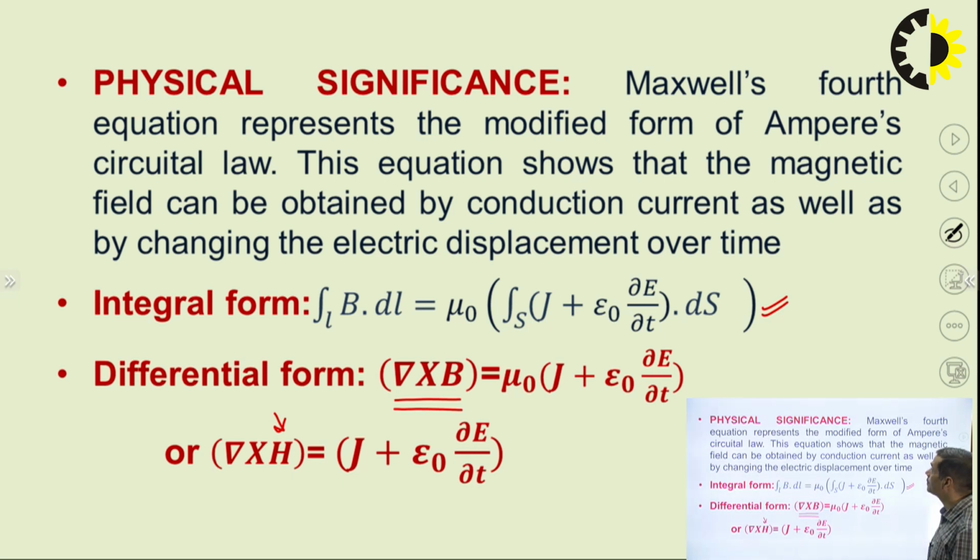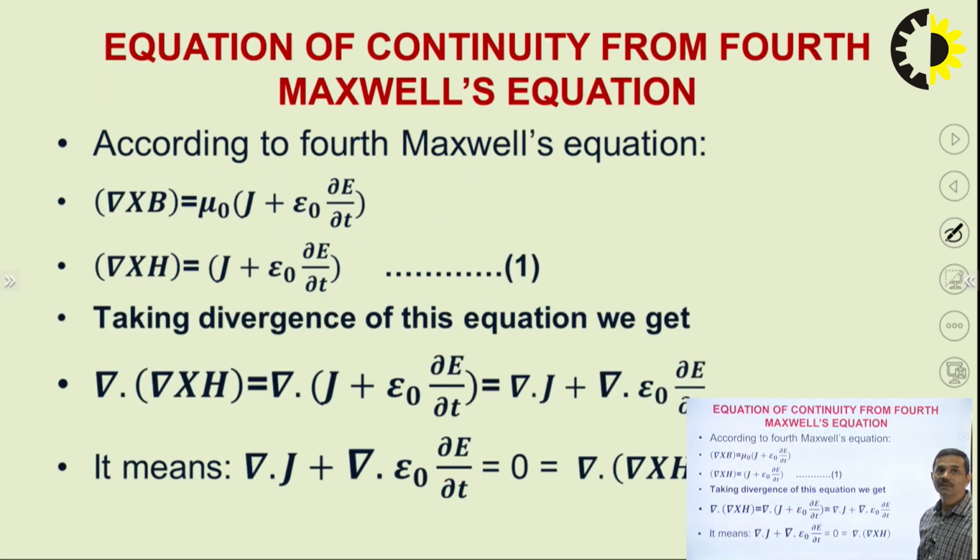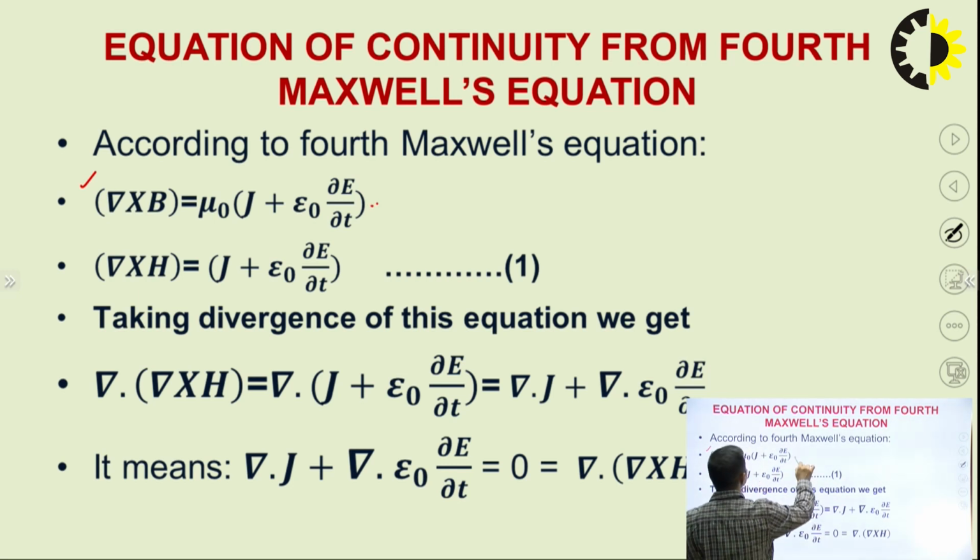So this is about Maxwell's first, second, third and fourth equations. Now there are applications of these Maxwell's equations. By using Maxwell's equations, we can find different other equations, like the continuity equation, which can be obtained by using Maxwell's fourth equation. We know this is the differential form of Maxwell's equation, or in terms of H vector, del cross H equal to J plus epsilon naught dE by dt.